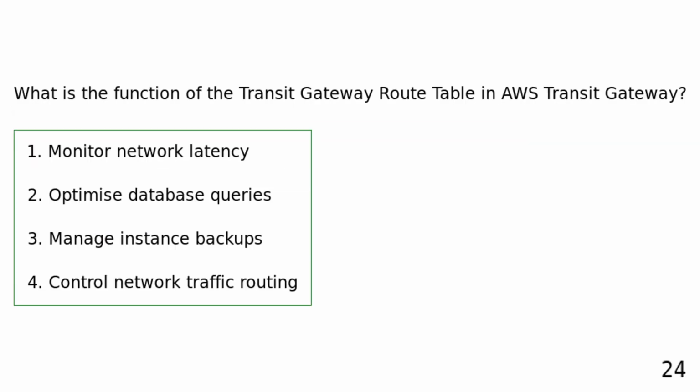What is the function of the Transit Gateway route table in AWS Transit Gateway? Monitor network latency. Optimize database queries. Manage instance backups. Control network traffic routing.